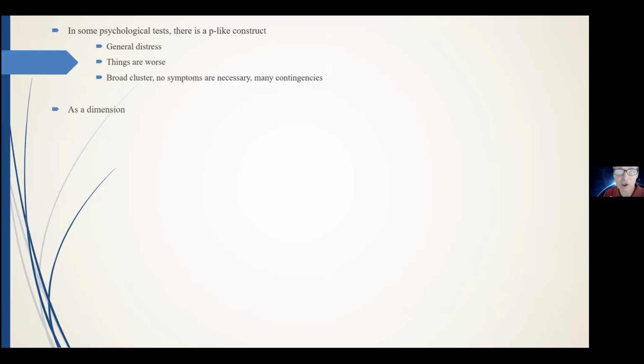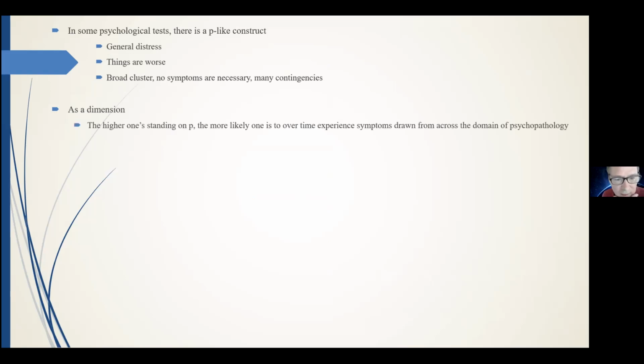Now, as a dimension, and factors are dimensions, that's what dimensional models are. Dimensional models are latent variable models, so a latent variable is a dimension. It's a variable on which everyone has a value, like height or weight. So for these dimensions, everyone has a value.